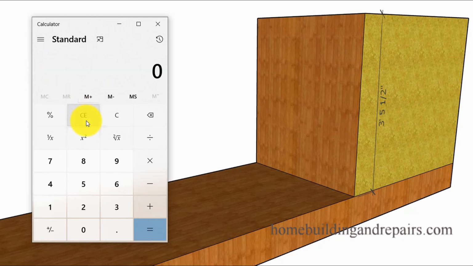So let's go ahead and clear this. 41.5 overall height. I'm going to divide it by 6. And that brings us to 6.916. And this right here is about a 1/16 of an inch, just a little over a 1/16 of an inch, less than 7 inches. So again, hopefully not that difficult.